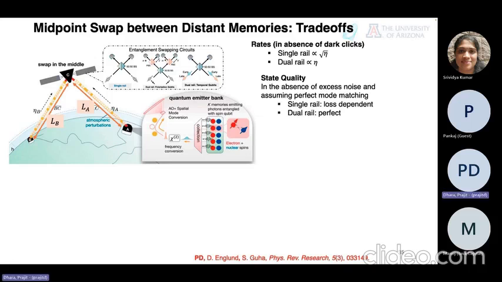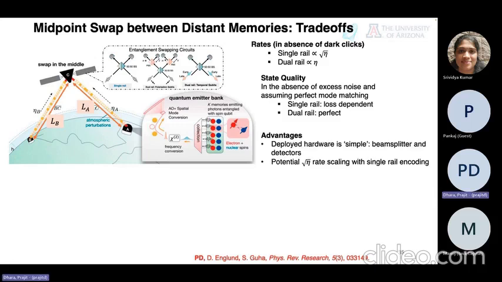All of these things I've covered before, but essentially, in your single rail case, your swap rate is limited by the square root of your loss overall. You will have certain limitations by using single rail, however. Your state quality is limited by the overall loss, whereas in dual rail, up to noise, you can get a perfect state.